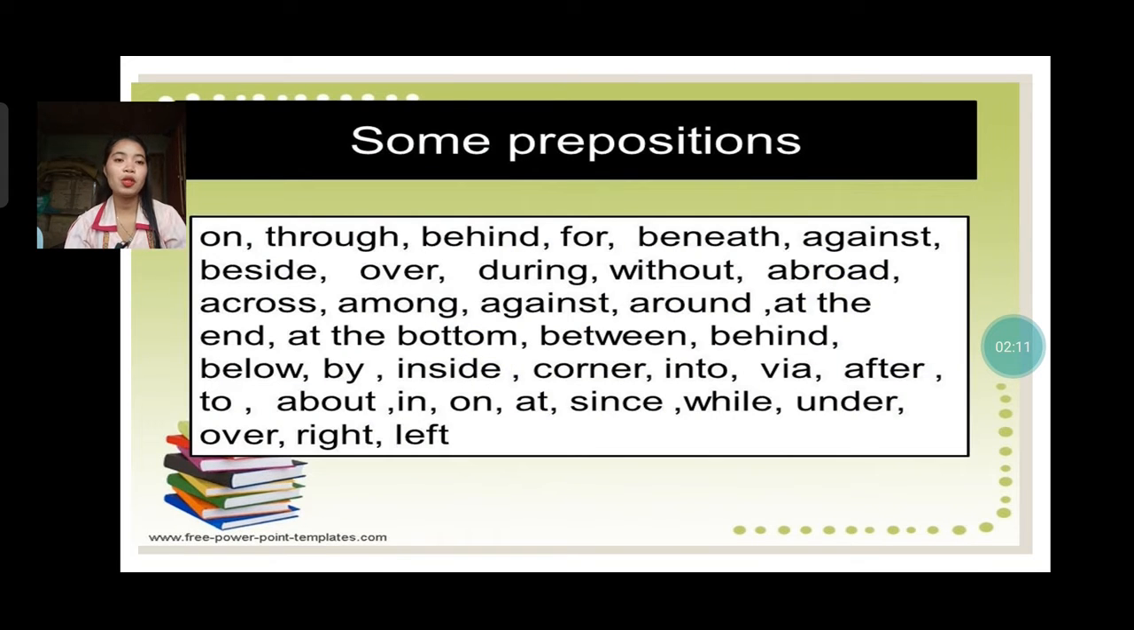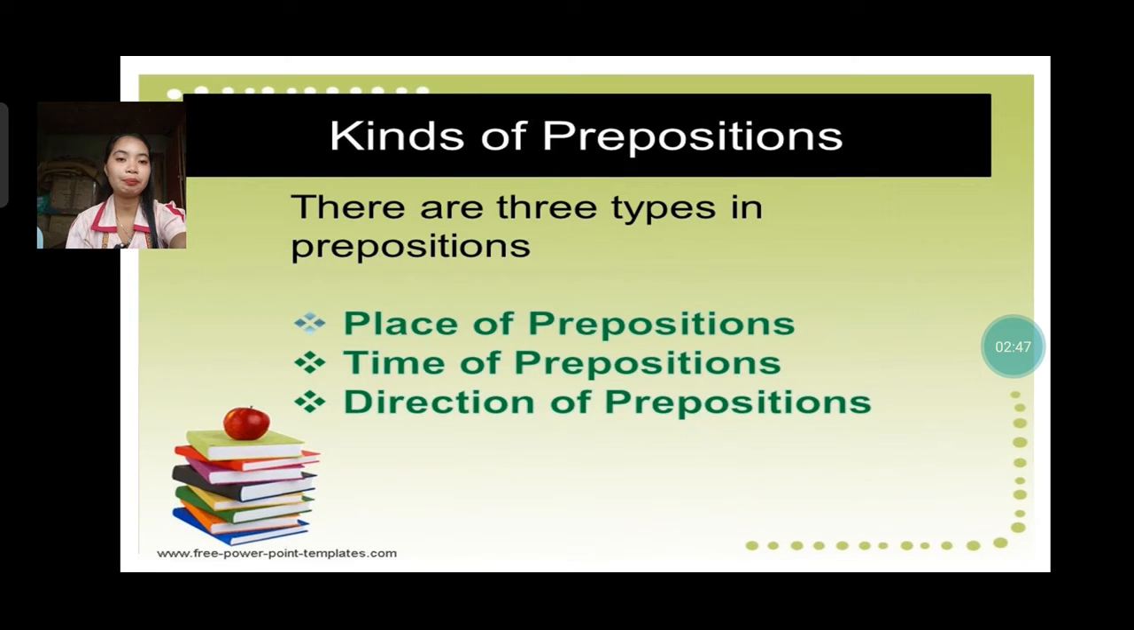Some prepositions that can be found in a sentence are on, through, behind, for, beneath, against, beside, over, during, without, abroad, across, among, around, at the end, at the bottom, between, below, by, inside, corner, into, via, after, to, about, in, at, since, while, under, right, left, and other prepositions that we can find in a sentence or a paragraph.